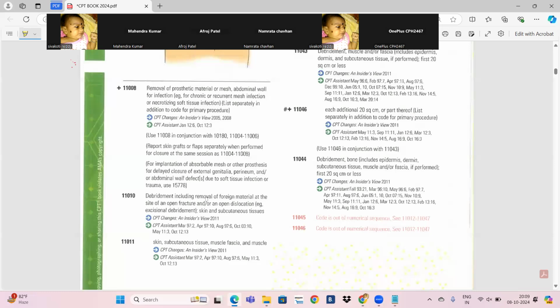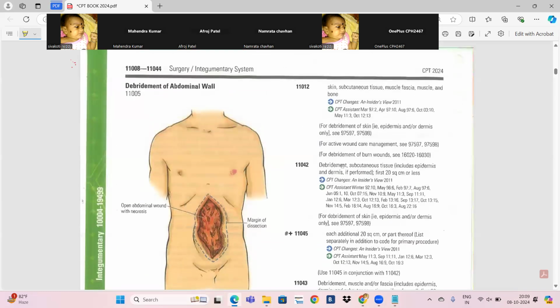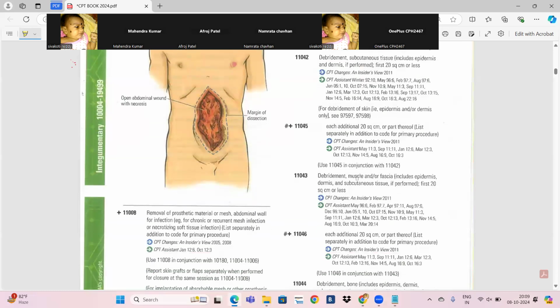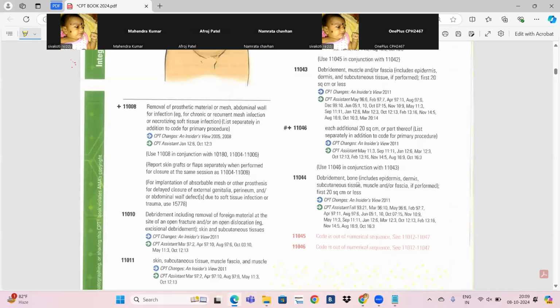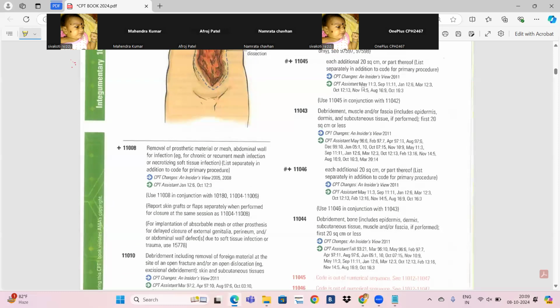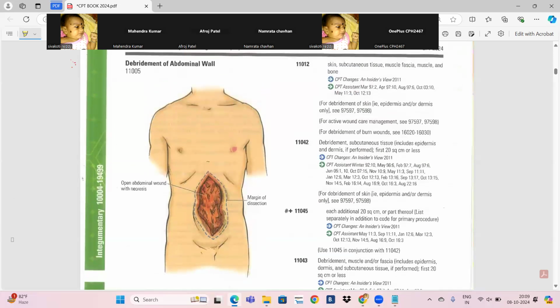Debridement including removal of foreign body at the site, open fracture. These are all fracture related. From here you will get the correct code. See, debridement subcutaneous tissue, first 20 square centimeters, each additional 20 square centimeters. Then debridement muscle fascia, first 20 square centimeters or less, each additional. Then debridement bone, right? Bone, muscle fascia, skin, subcutaneous tissue. So based on the level they performed debridement, you will get the code, right?